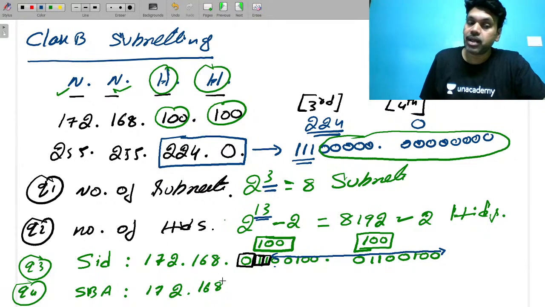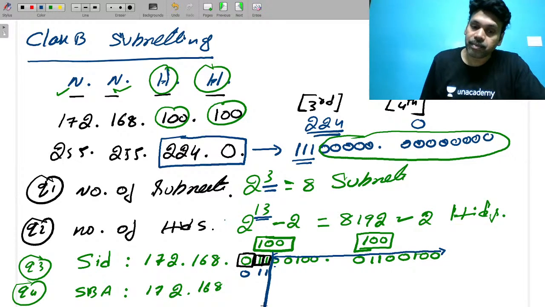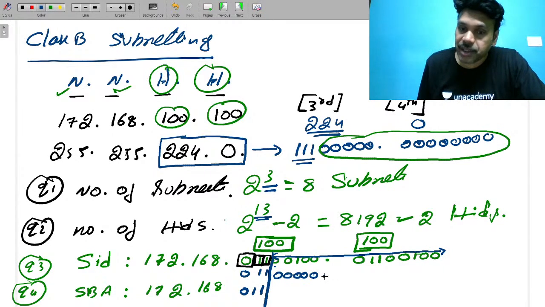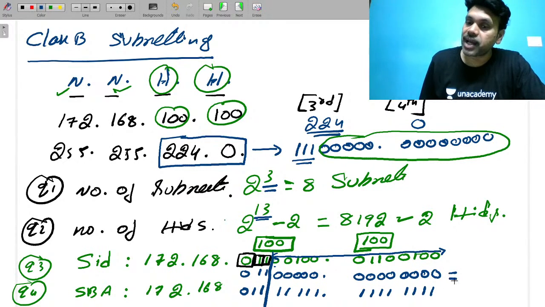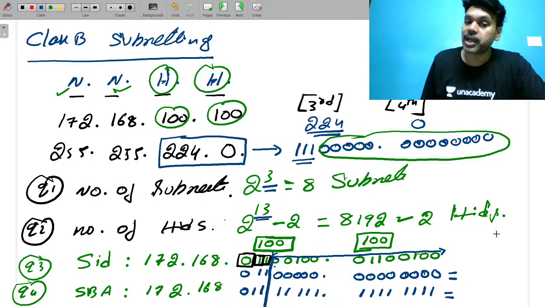Now, we are not going to disturb the subnet positions because they are dedicated for subnets. You write the host ID into binary. When you convert the host ID bits into zeros, it is the subnet ID. When you convert them into ones, the HID part, it is the subnet broadcast address.